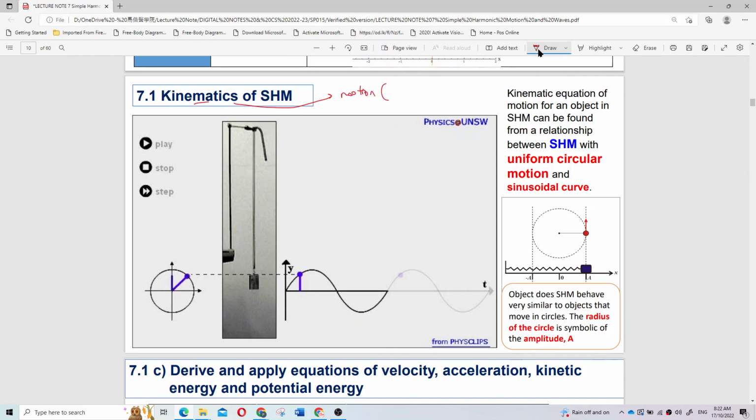It's about motion, talking about displacement, velocity, acceleration. Those are kinematics. Okay, motion. So we want to know the equation.